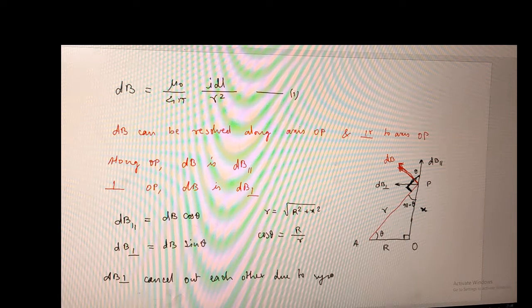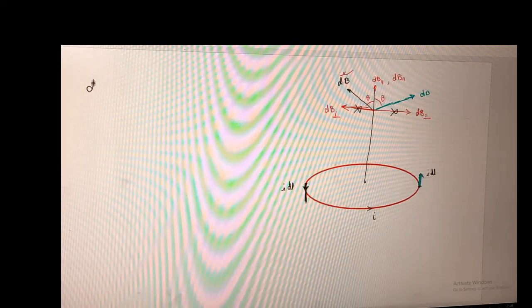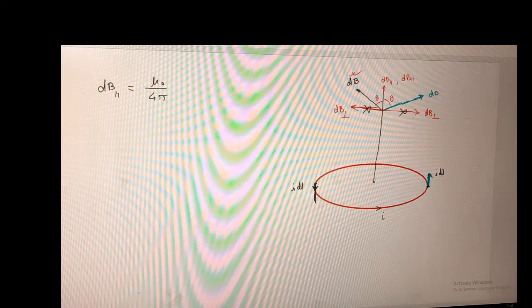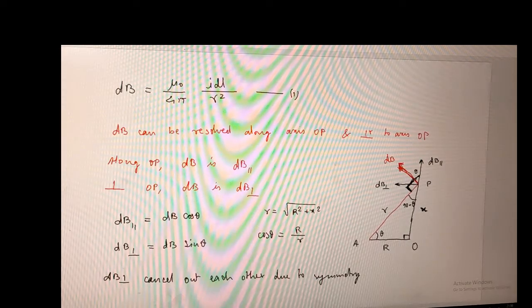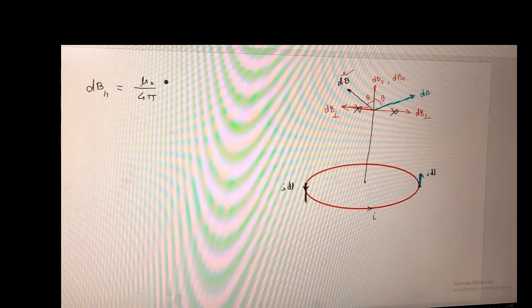Due to symmetry. Fine. So the only element remaining is dB cos theta. So dB parallel is equal to mu 0 by 4 pi I dl by r square into cos theta. Cos theta, just now we have found, is R by small r.